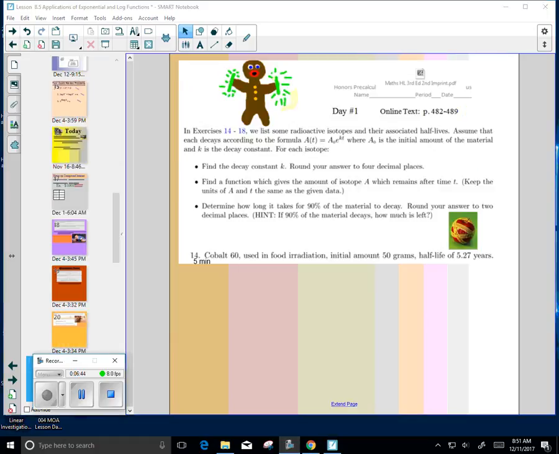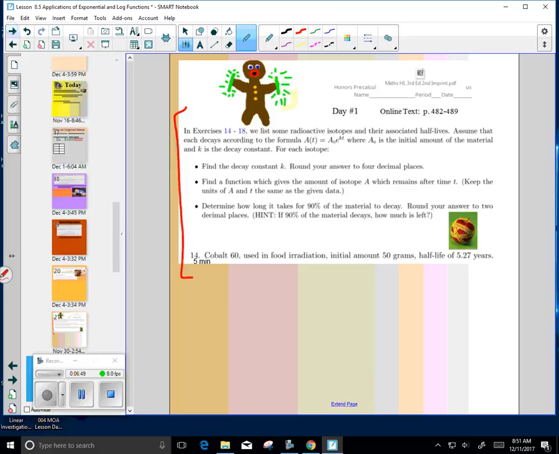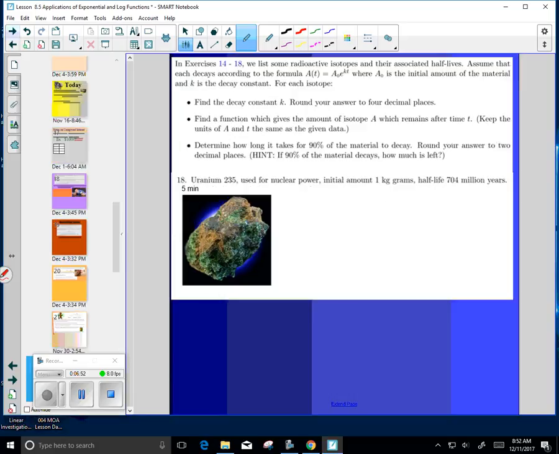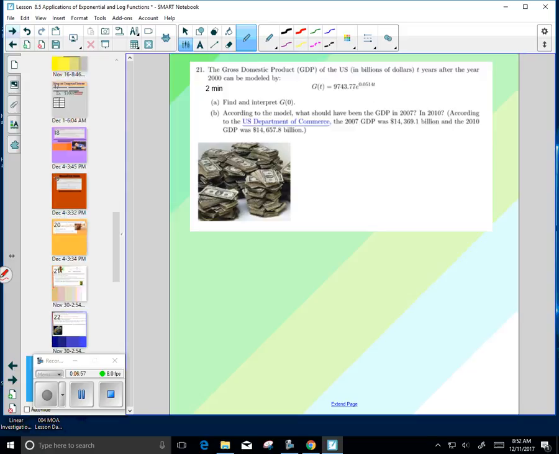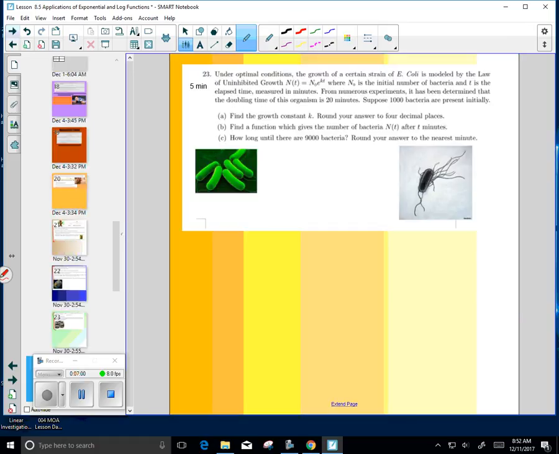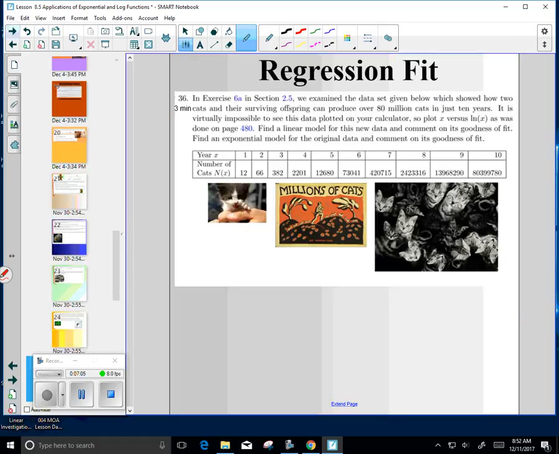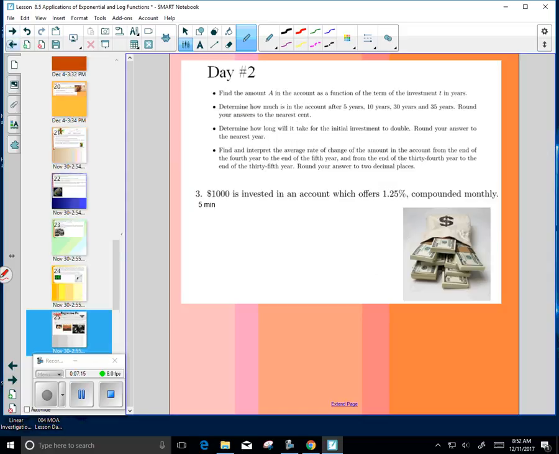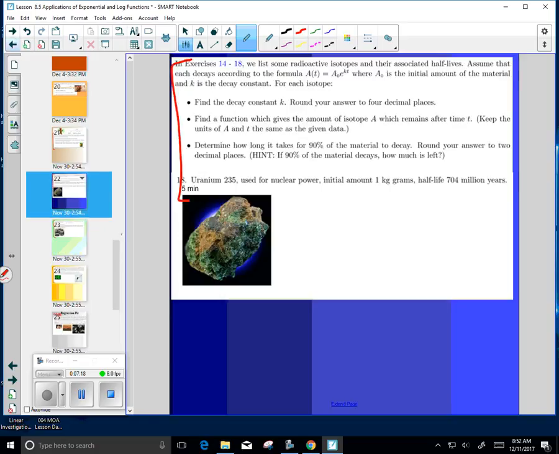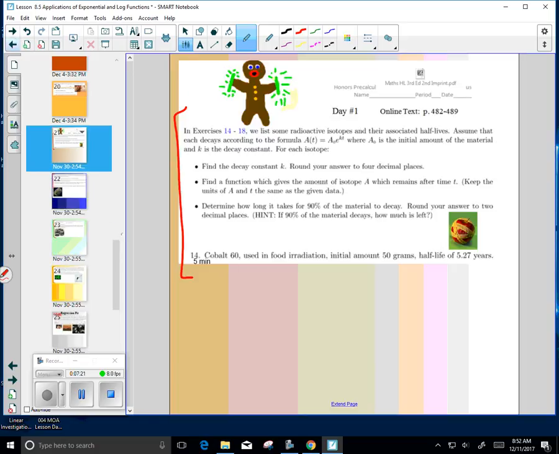Okay, for your assignment, you're going to do this problem with cobalt. This problem here with uranium, always fun, playing with uranium. This problem with money, and this one with bacteria. Those 4. If you have time, this would be a challenger. Okay, and I think, yeah, that's day 1. So go ahead and do those. I can help you get started with number 1.